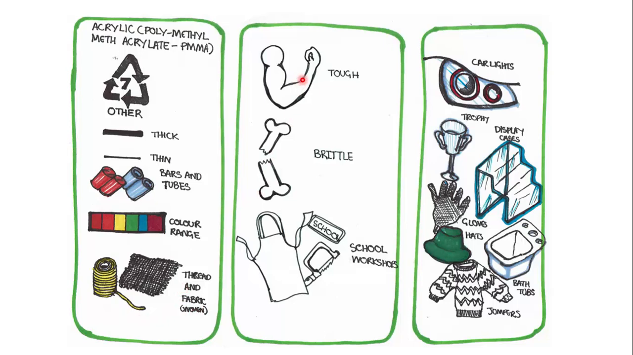It's relatively quite tough. It's got high impact resistance, but at the same time it can be quite brittle. In schools, it can be used in school workshops to make aprons. It can also be used for decorative things like signs, to make shop signs and so on. It can be used to make car lights, trophies, display cases, gloves, hats, bathtubs, and jumpers.